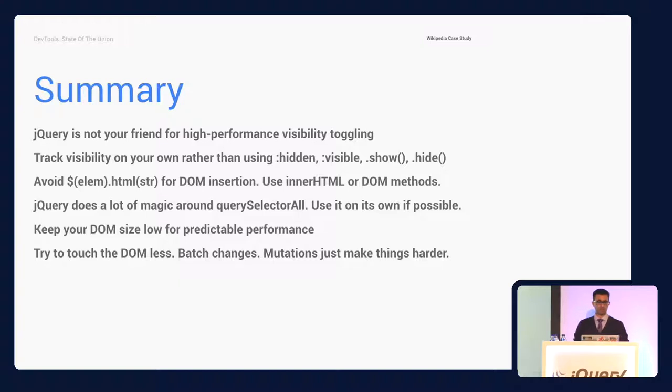Avoid using the HTML method for DOM insertion if it's a bottleneck for you. Keep your DOM size low. We didn't really cover this in great depth, but one thing we noticed in this particular example was a lot of our bottlenecks were also down to Wikipedia having over 14,000 elements in their editor. That's crazy, right? 14,000 elements. One possible recommendation we have is keeping your DOM size low where possible. If you have less than 1,000 DOM elements in your page and under 30 layers, at least on the Chrome side, we can give you slightly more predictable performance. And just try to touch the DOM less, batch changes where it makes sense.